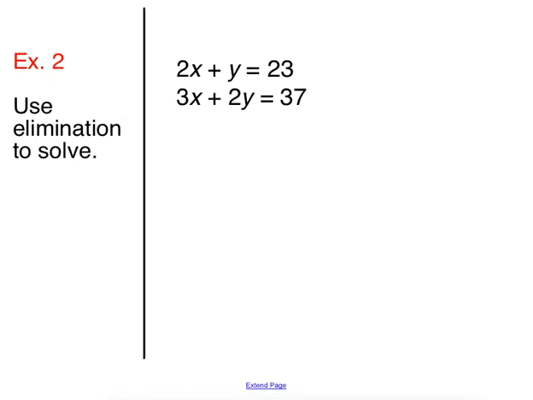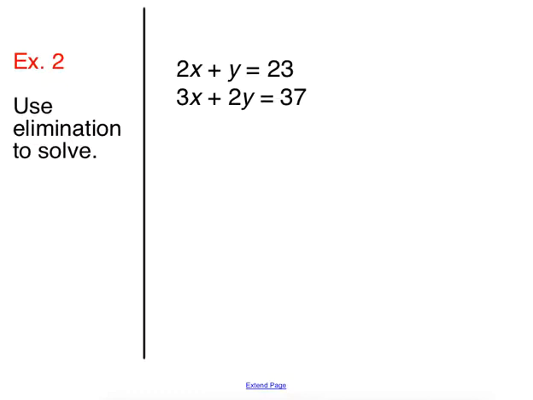Awesome. All right, next example. Once again, we want to use elimination to solve this. We've got 2x plus y equals 23, and 3x plus 2y equals -37. The first thing I notice is my variables are stacked: x's are over x's, y's are over y's, and my constants are over themselves as well.